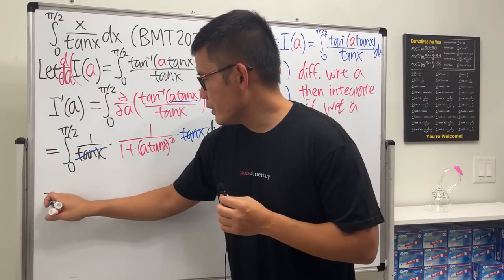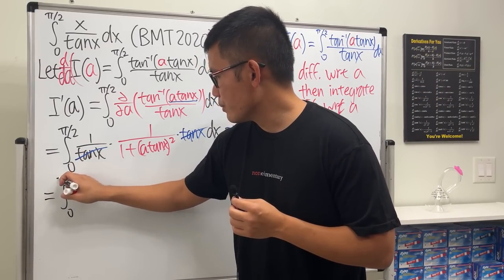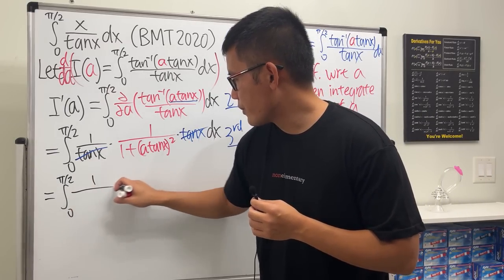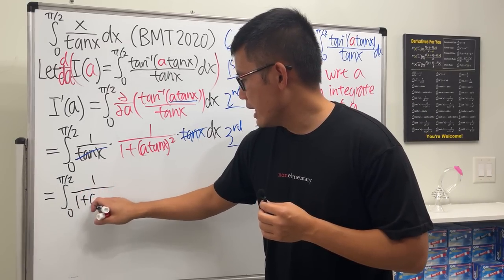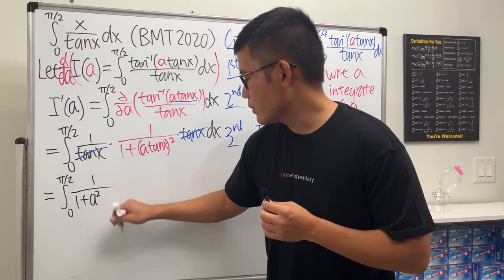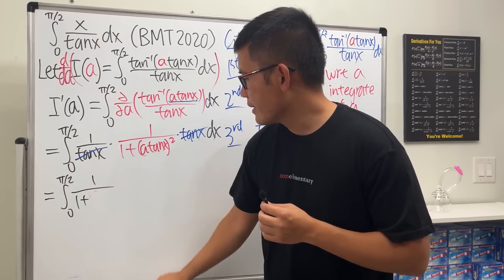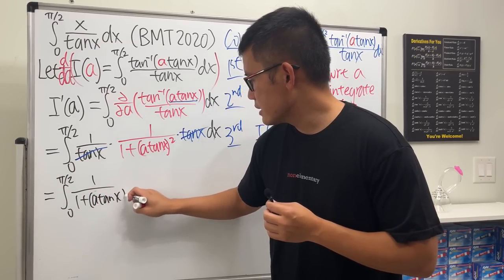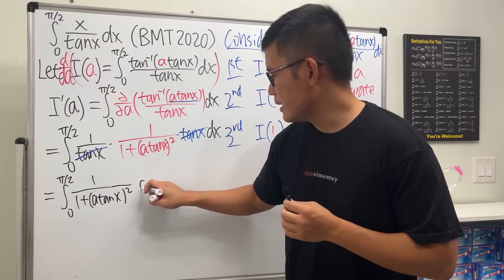So all in all, we get the integral going from 0 to pi over 2 of 1 over 1 plus a squared tangent x squared, and then dx.